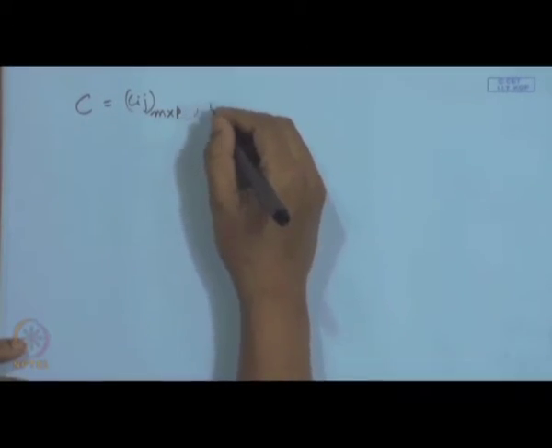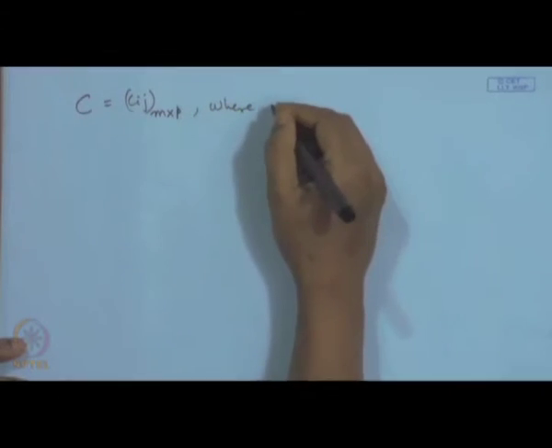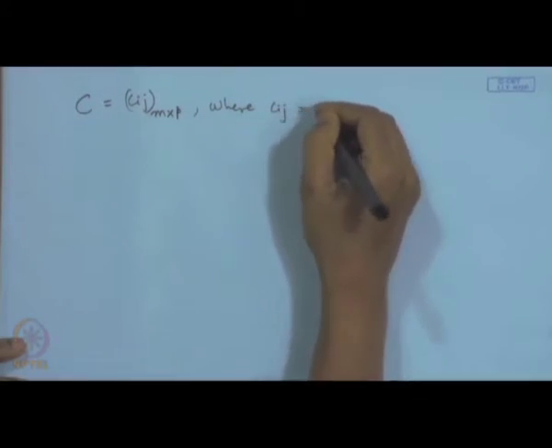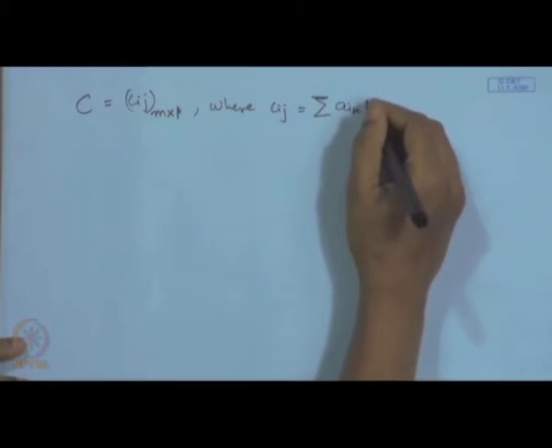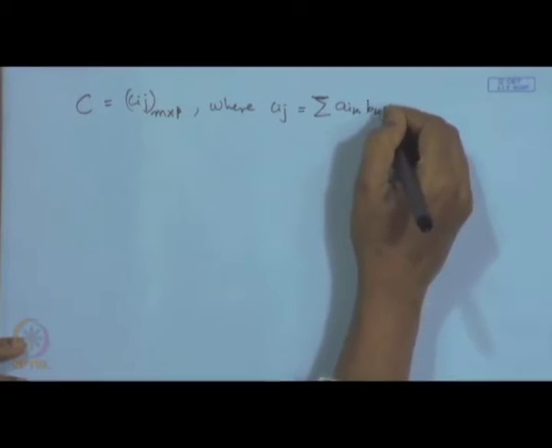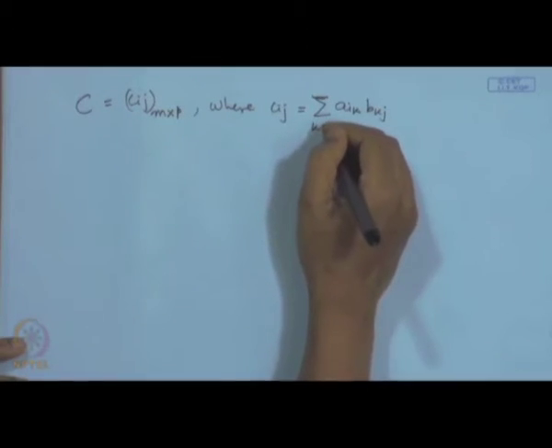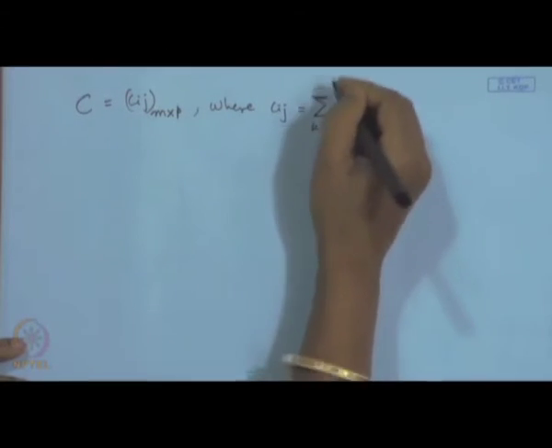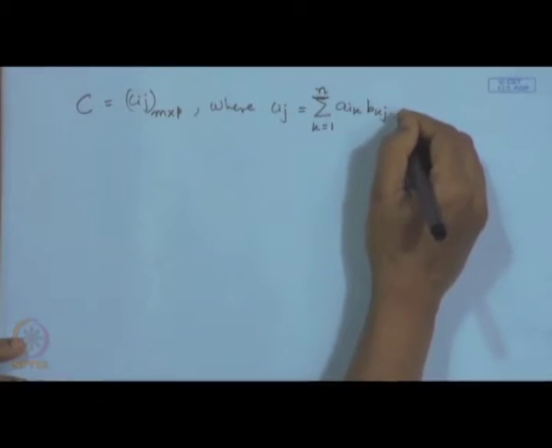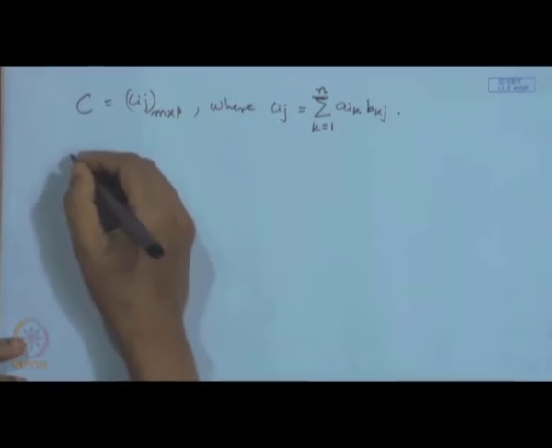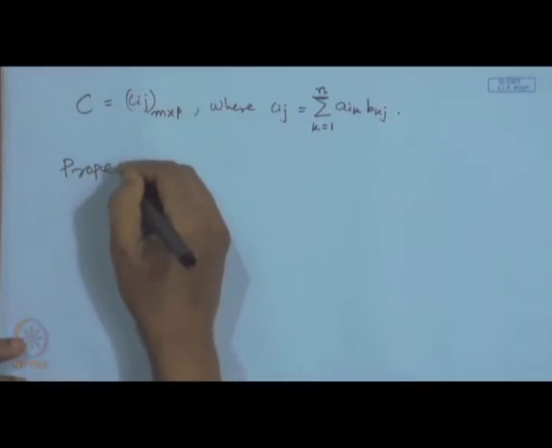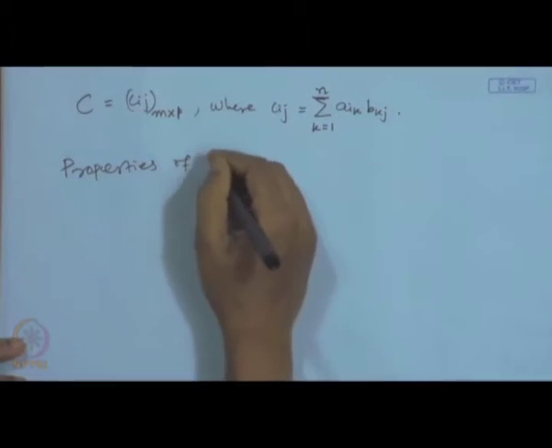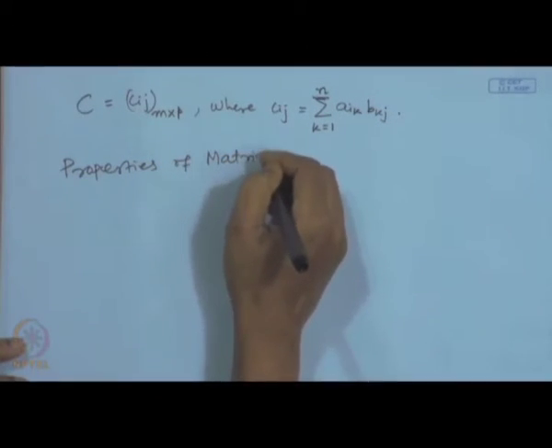and these entries are given by Cij is equal to the sum of Aik Bkj, where k runs from 1 to n. Next, we will see some properties of matrix multiplication.